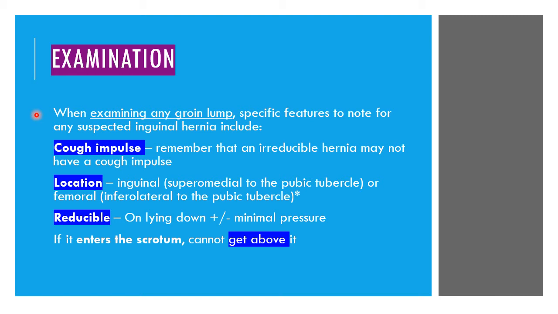If it's an inguinal scrotal lump where the hernia has made its way into the scrotum, then see whether you can get above it or not. If you cannot get above it, then it confirms the diagnosis of inguinal hernia. If you can get above the lump, then most likely it is a local cause in the testis or its covering, like a hydrocele or a testicular mass, and unlikely to be an inguinal hernia.